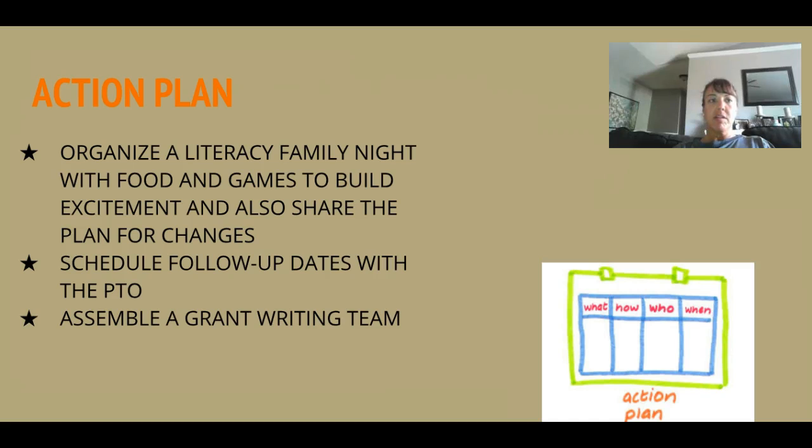And I will organize a family literacy night with food and games to build excitement from the community and from the parents. And at those events, I can share information with the parents and their families on how to incorporate literacy at home and to get excited about reading at home. I also plan to schedule follow-up dates with our PTO and to assemble a grant writing team, as that will be a daunting task to take on by myself.